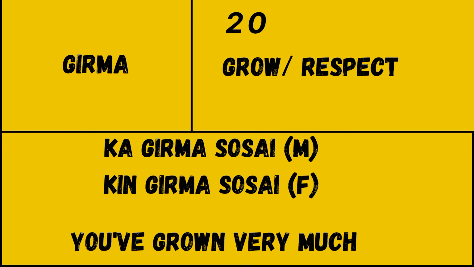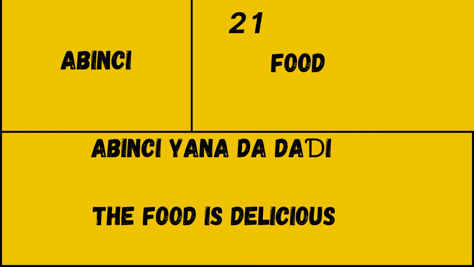Girma means grow or respect. If you want to say you've grown very much to a man, you are going to say ka girma sosai. If you want to say you've grown very much to a woman, you are going to say kin girma sosai. You've grown very much. Abinci, food.